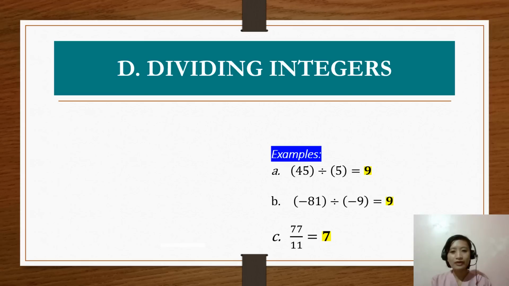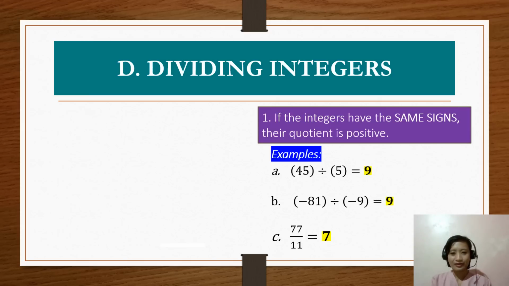What did you observe with the signs of our divisor and dividend? They have the same signs. And what did you observe with our quotient? The sign of our quotient is all positive. With that, we come up with this rule that if the integers have the same signs, their quotient is positive. It means that the rule in multiplying and dividing integers are actually the same.